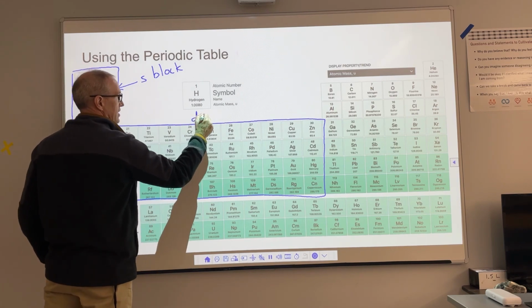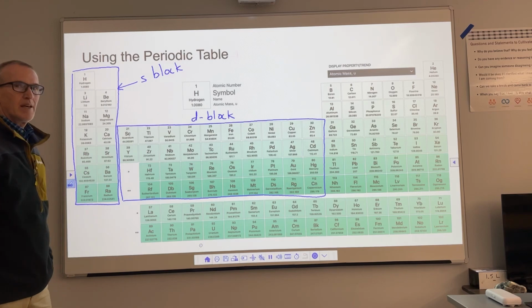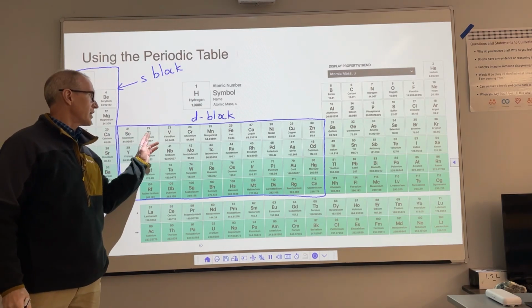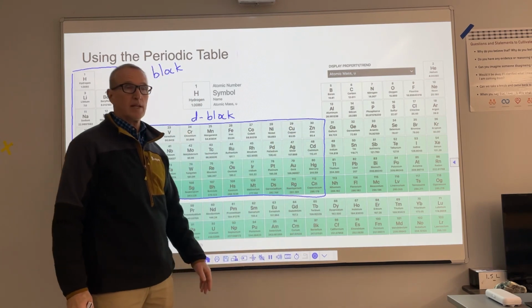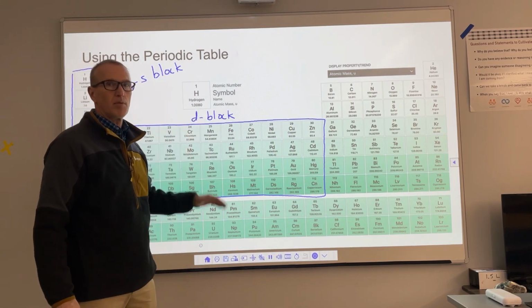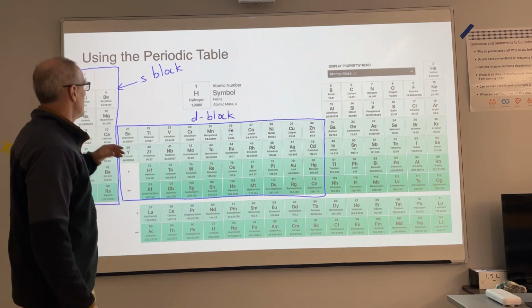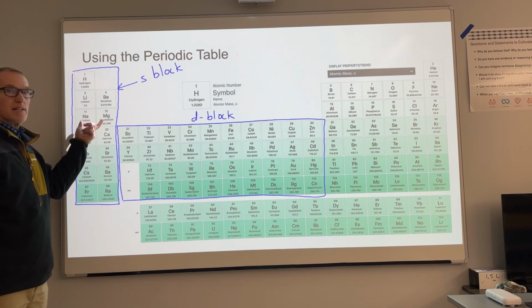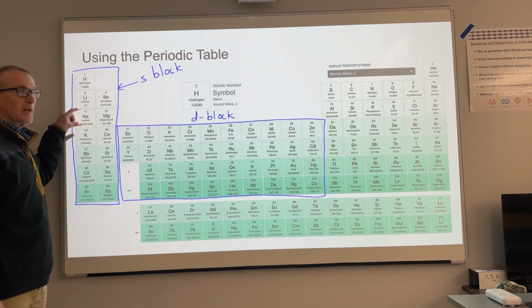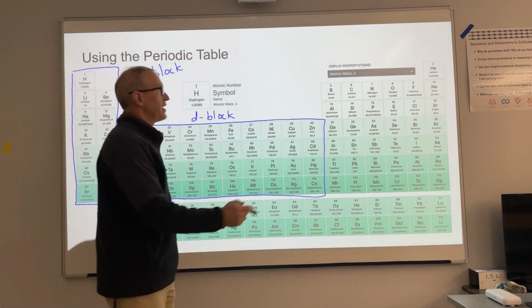This section here is the d block. And what that means is when you're working through this part of the periodic table, the electrons are being placed into the d sublevel of a certain main energy level. When you're here, say for sodium and magnesium, you're in the s block, so you're putting electrons into the s sublevel of a certain main energy level.